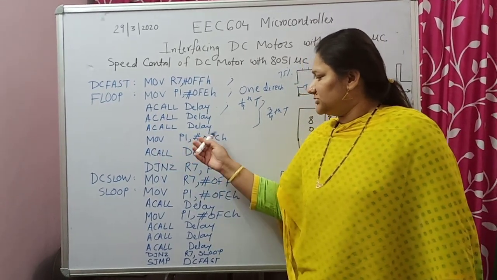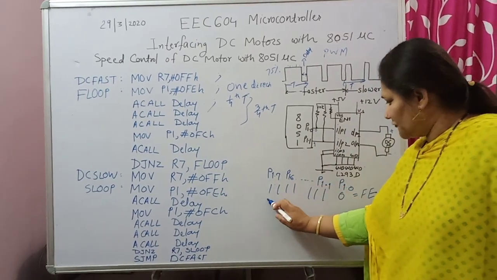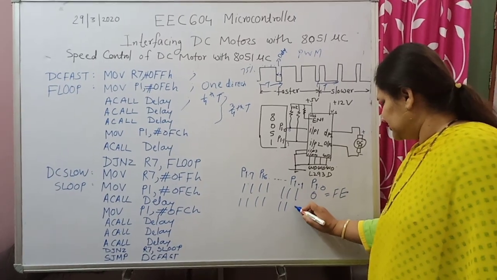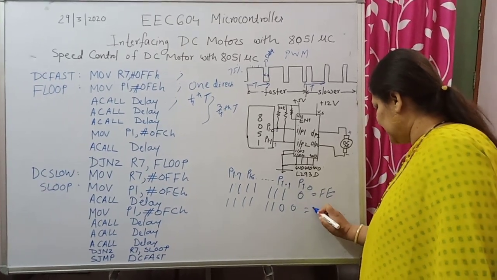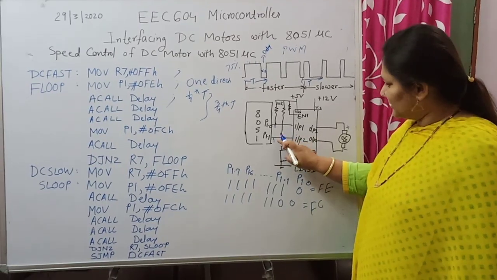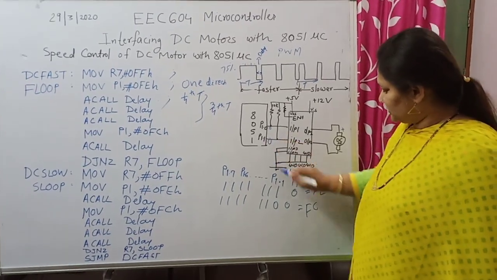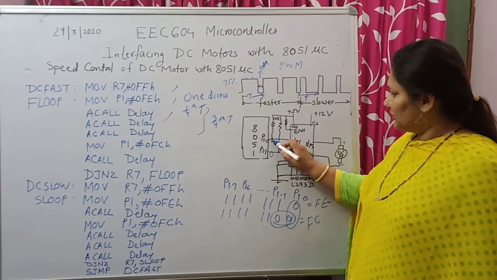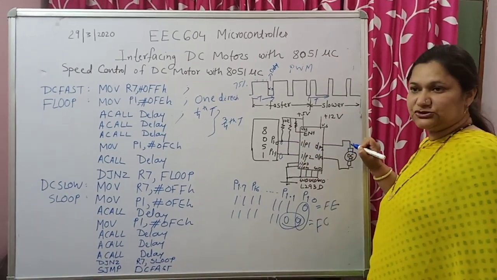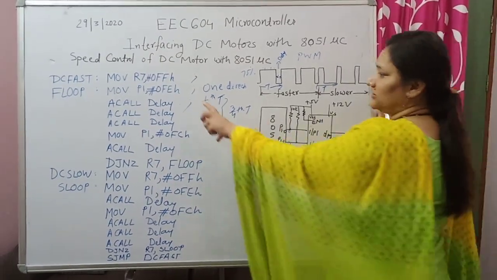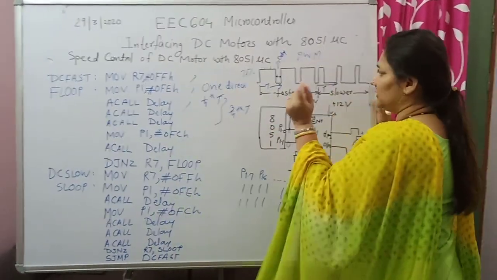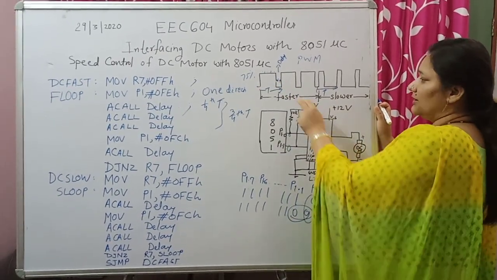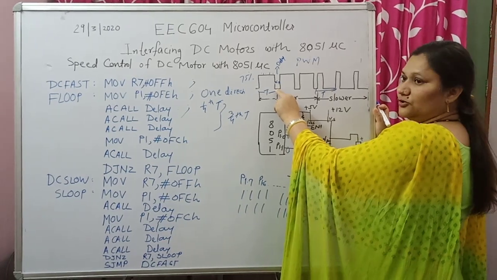Now what we are doing? We are putting FC. Why FC? FC stands for 1 1 1 1 1 1 and this becomes 0 0. So when you are not giving any supply to these 2 pins, both the pins are made 0. So when you are not giving any supply to the motor, the motor stops. So this much portion of the program indicates that you are giving 75% on time to this motor, and for 1/4 time you are putting it off.